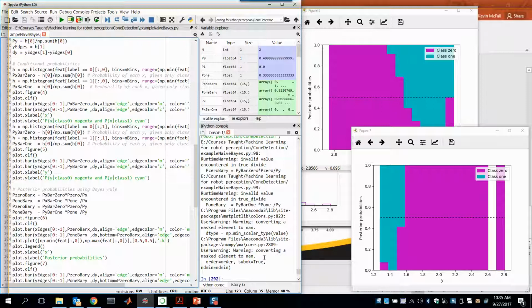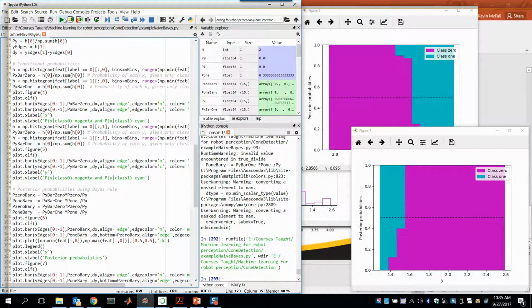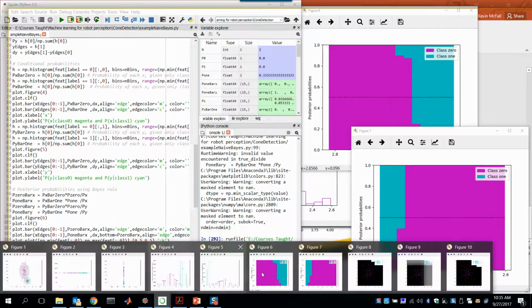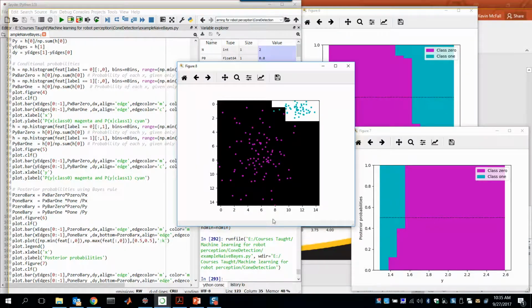So even using 15 bins, I'm not always getting data in there. So obviously, in order to make this sort of thing really good, you need to have lots and lots of data, which sometimes is tricky. Let me get one that's working. There, okay.